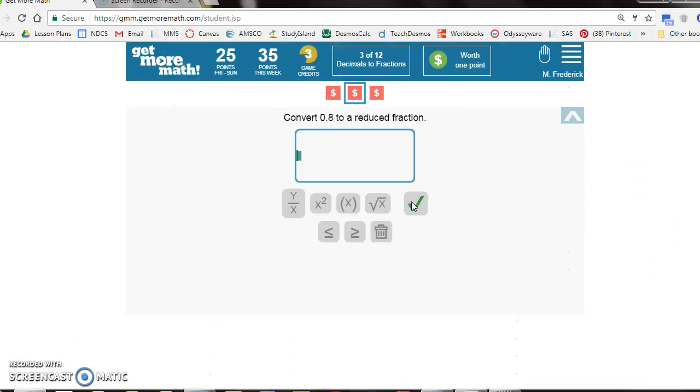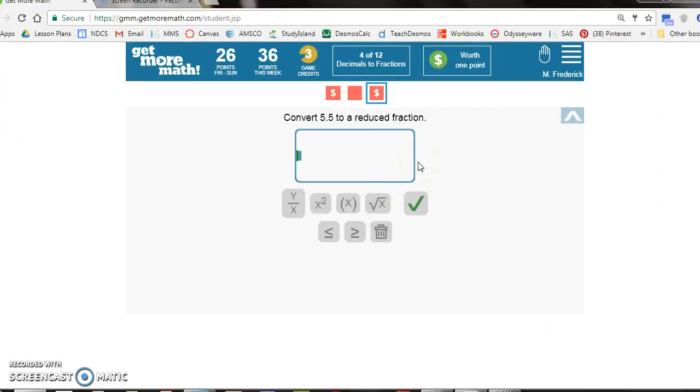Convert 0.8 to a reduced fraction. If we read this mathematically, we have 8 tenths. We write that as 8 over 10. Note that 8 and 10 are both divisible by 2, so we divide them by 2. 8 divided by 2 is 4. 10 divided by 2 is 5. 8 tenths simplifies to 4 fifths. And we cannot simplify this any further, so this is our reduced fraction.